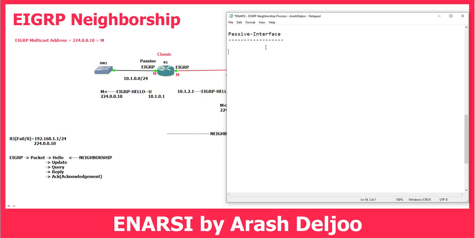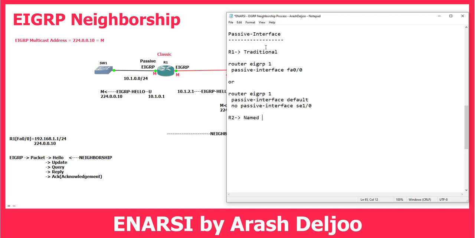First, in router 1, you know that in router 1 we are using the traditional method. You have two options: router EIGRP 1, then passive interface FastEthernet 0/0. Or the second method: router EIGRP 1, passive interface default, and after that, no passive interface serial 1/0. That's it. Router 2 is using, for example, named mode.